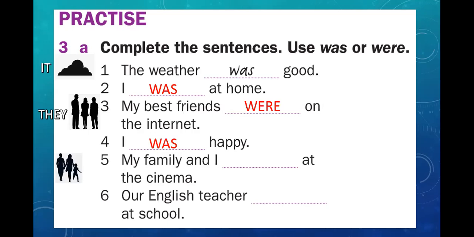Number five, my family. Okay, we have a lot of people. My family and I. You include yourself, okay? You're not talking about different people. You're talking about a group with you and other people. So this can be represented with we. We uses the form were. My family and I were at the cinema.